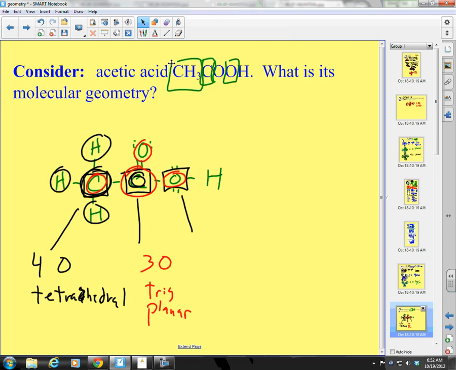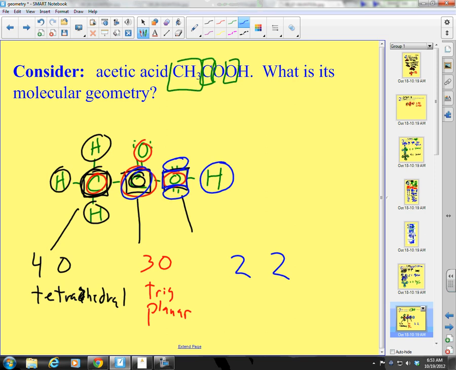Thank goodness we have all kinds of colors. Let's look at this oxygen here. 1 atom, 2 atoms, so it has 2 atoms, and it has 2 unshared pairs. It is 2, 2, and when we look at our chart, it would be bent. So that's how you handle something that is more complex. You have to look at every central atom and get a shape around every central atom. So this is tetrahedral around the first carbon, trigonal planar around the second carbon, and bent around the oxygen.